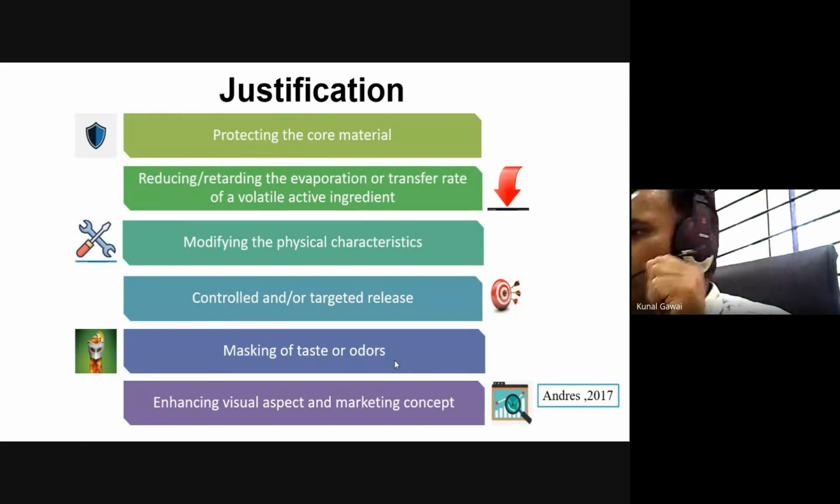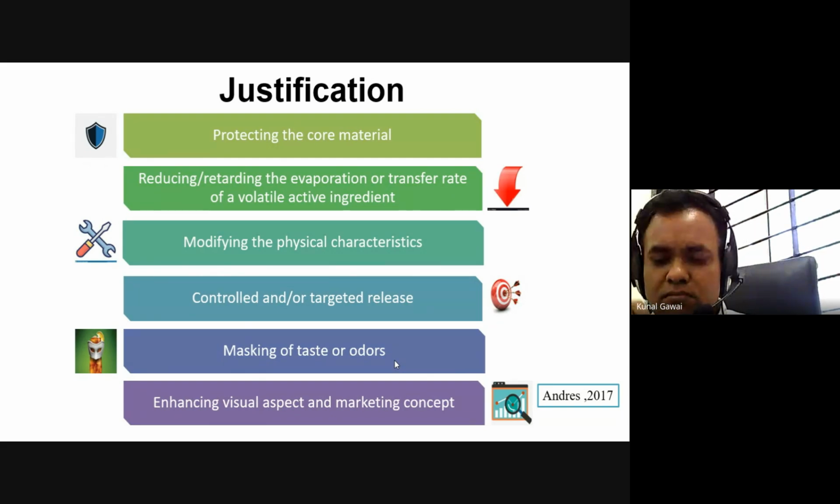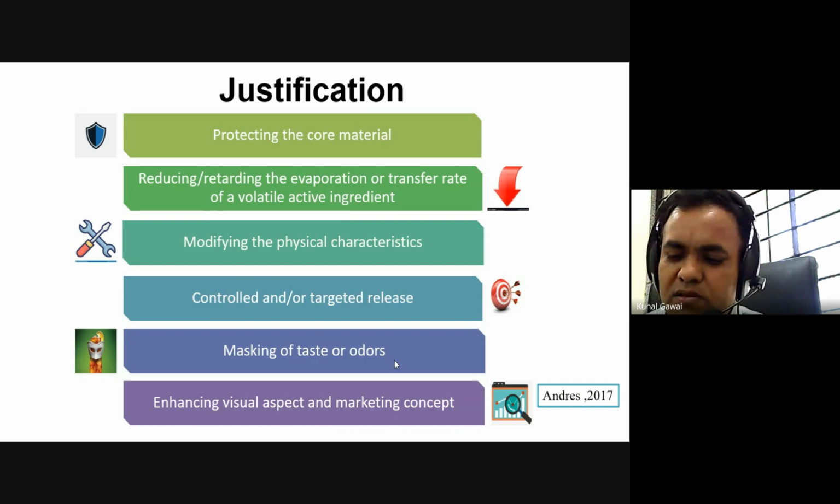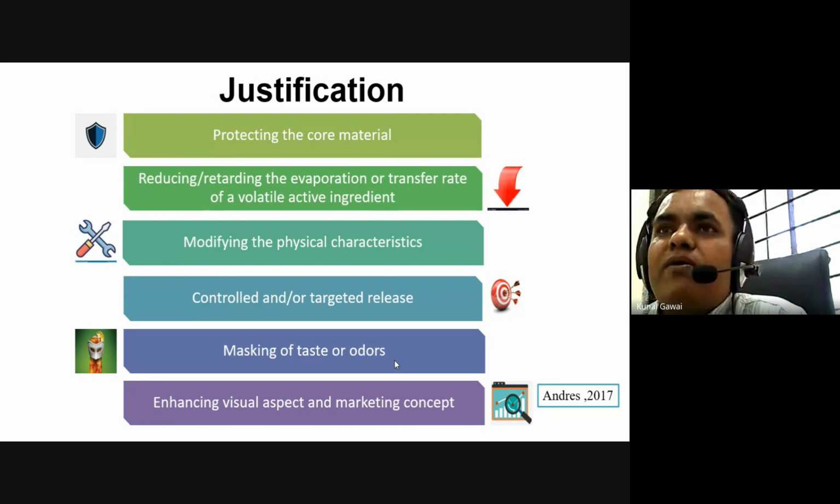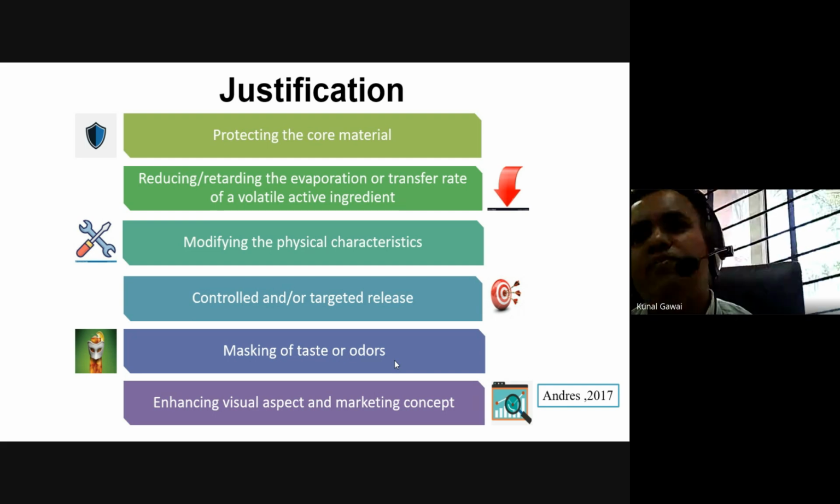So why do we mostly perform microencapsulation? Up till now we have understood that microencapsulation is for protecting core material. Core material, in our case, is a bioactive compound. Then reducing and retarding the evaporation or faster loss of volatile active ingredients. We don't want these ingredients to lose their activity. That's why we want to preserve them, and for that purpose encapsulation will be good.